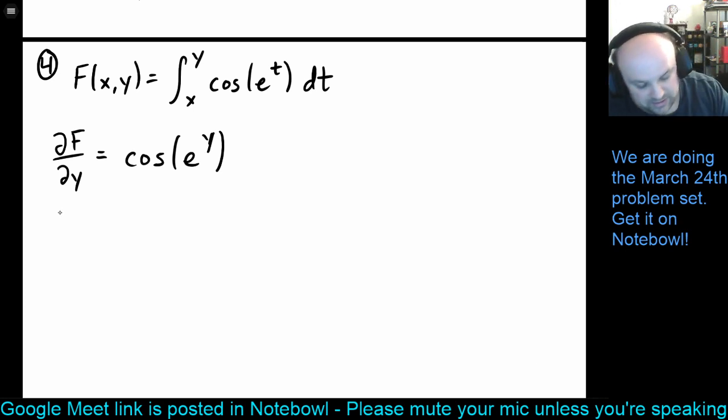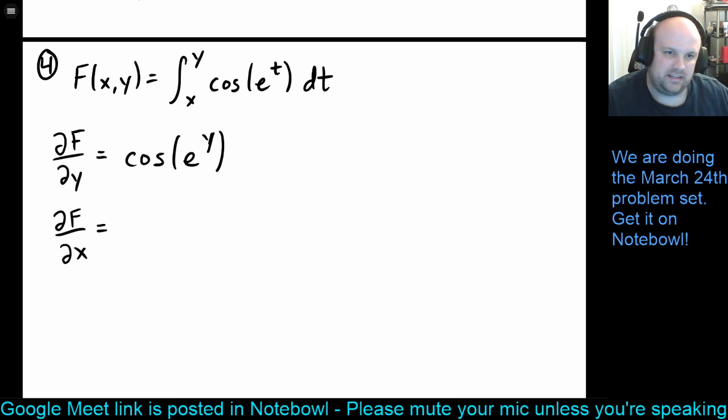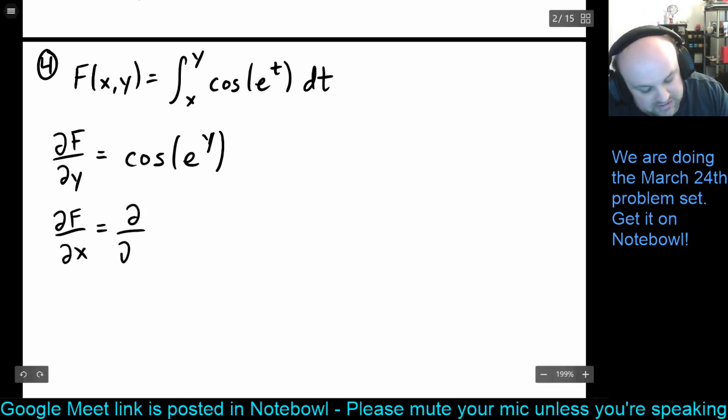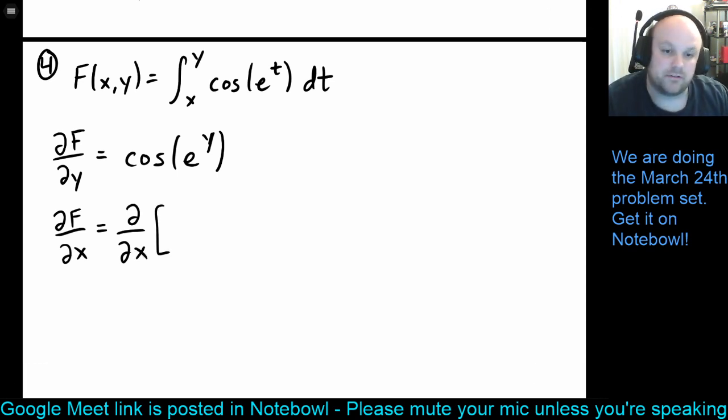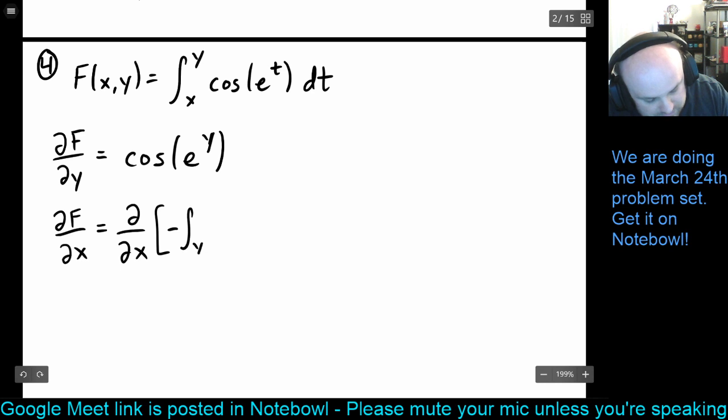Now, when we go to do the other derivative, df dx, the problem is that the x is on the bottom, so we have to fix that. And the way we fix it is just flip the integral over, right? Same thing we would have done in the single variable case. So just flip this over.